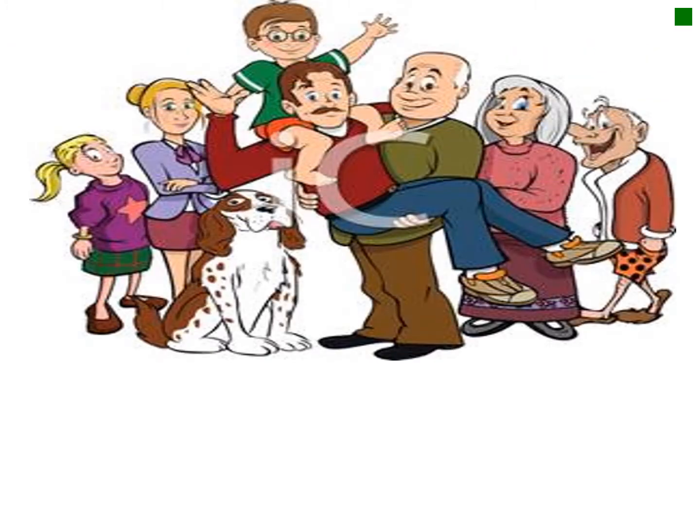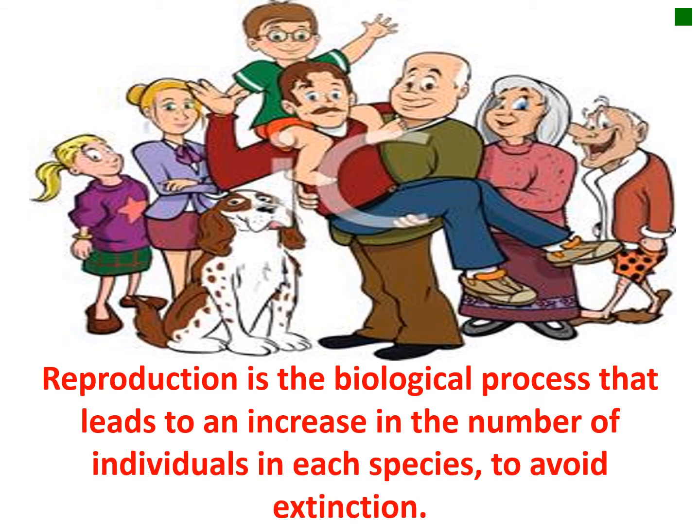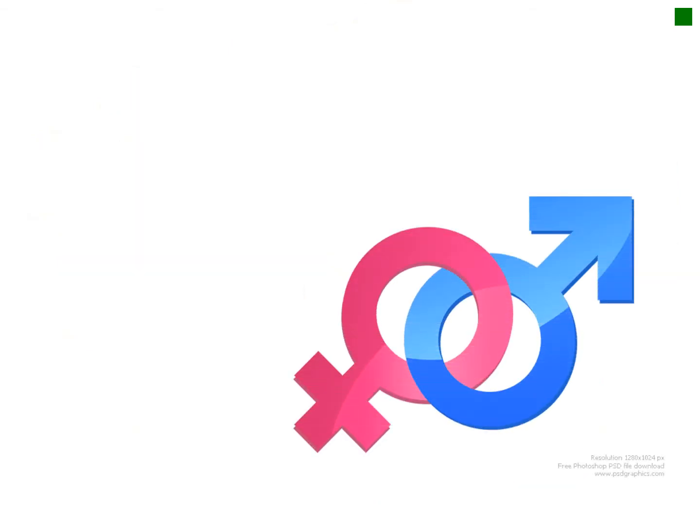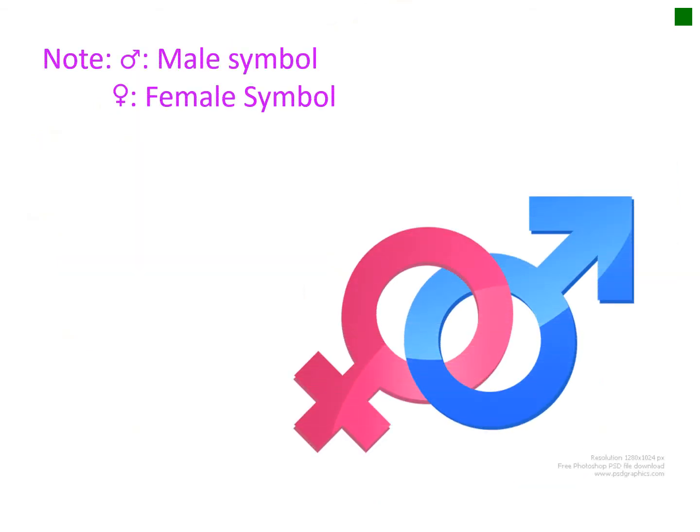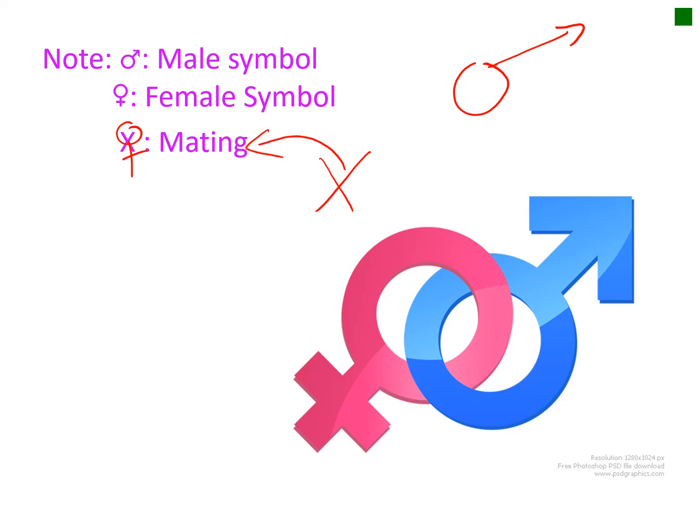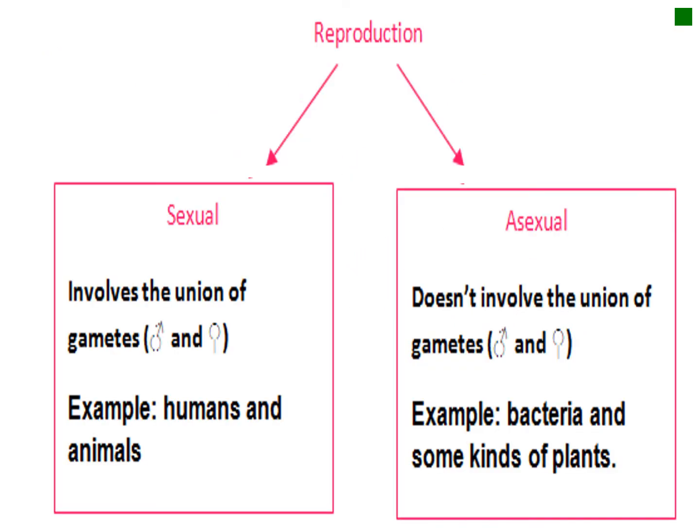First, we have to know that reproduction is a biological process that leads to an increase in the number of individuals in each species to avoid their extinction. First, you have to know that this is the male symbol and this is the female symbol, and X is related to mating. Reproduction is either sexual or asexual.